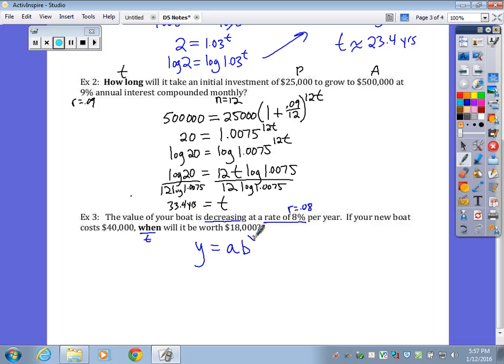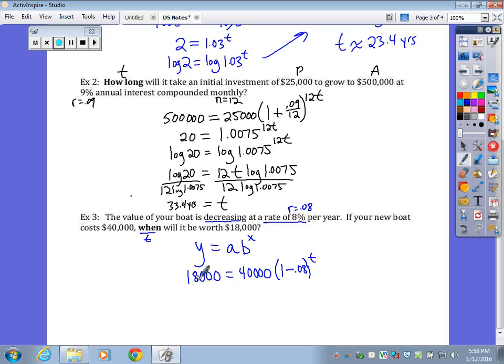Y equals A times B to the X. Y is how much it's worth at the end. A is how much it was worth at the beginning. And now the B is called the decay factor, or the growth factor. And it comes from 1 take away 0.08. And X is my variable of time. So let's make this time here, because I chose T for my variable for when.